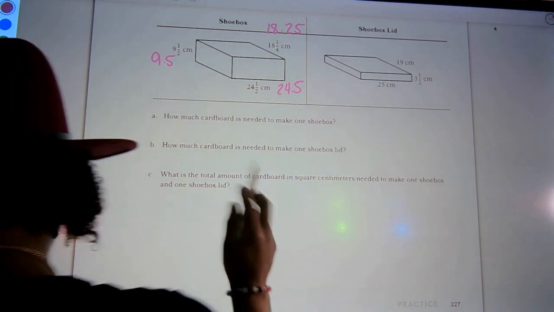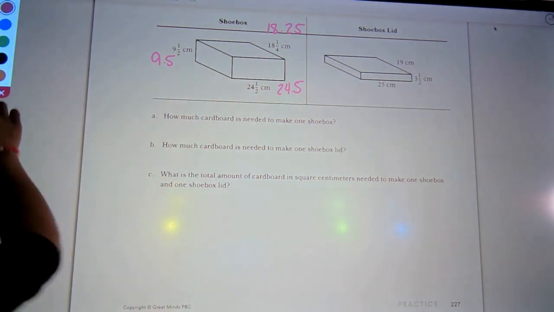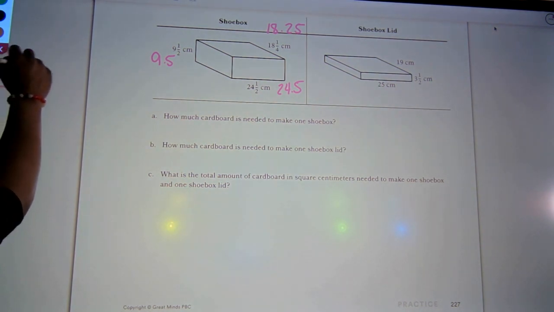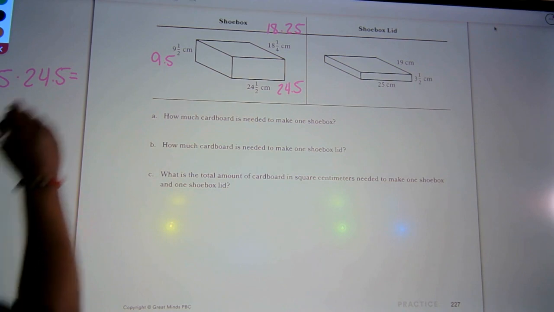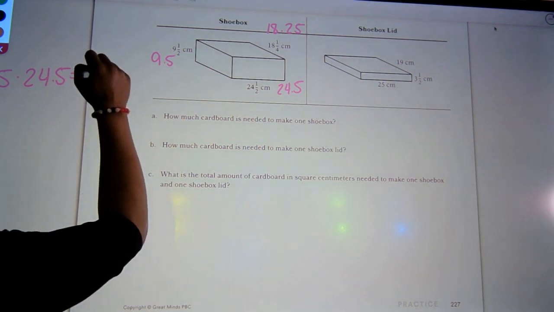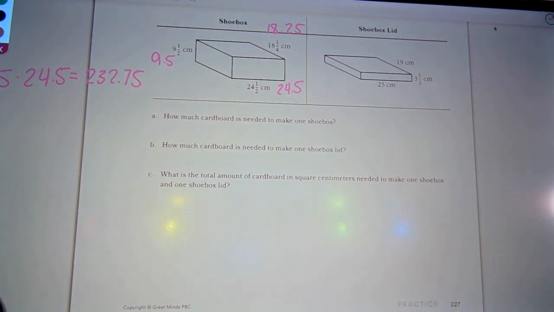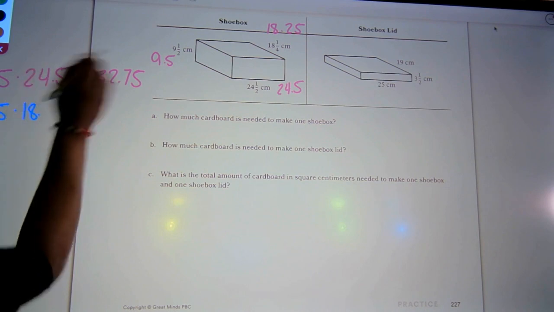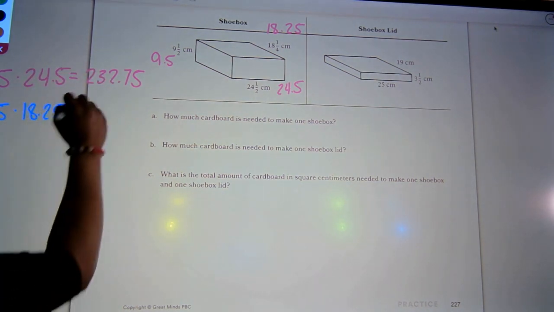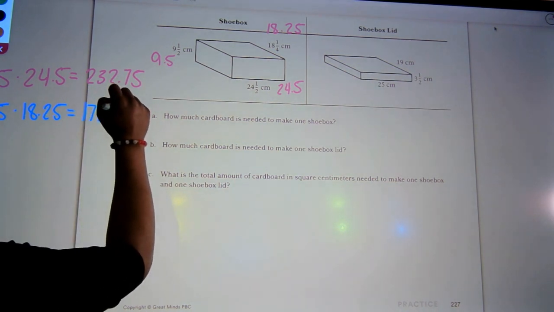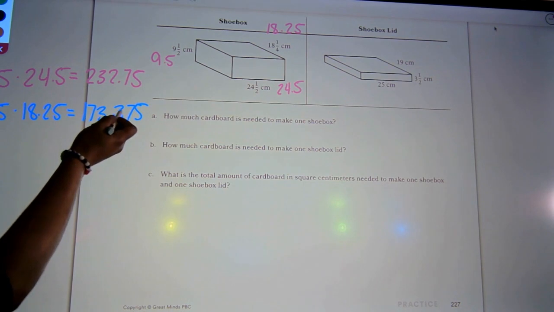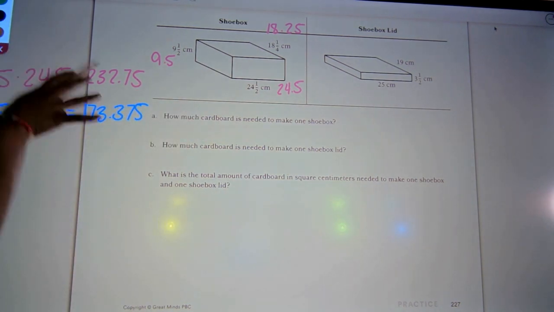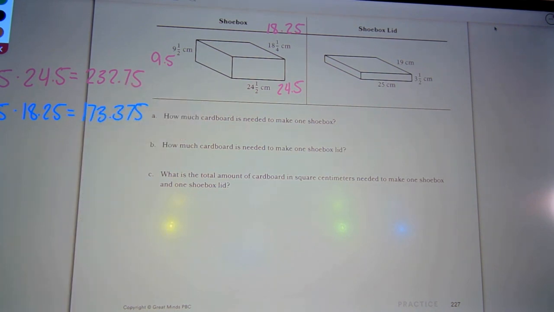Alright, so the first thing we have is 9.5 times 24.5. That gives us 232, and that's 0.75 or 75 hundredths. The next one we have is 9.5 times 18.25, and we get 173, and that's 375, which is also equal to 3/8. Just in case you were wondering, when we multiply that, that's equal to 3/8. This is 3/4. All right, moving on.